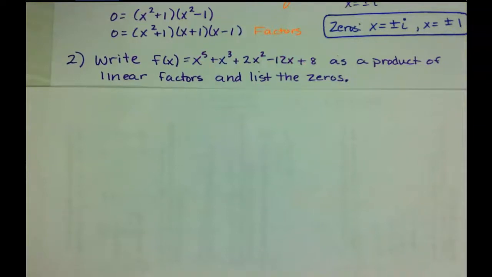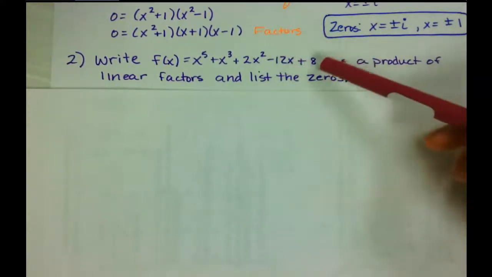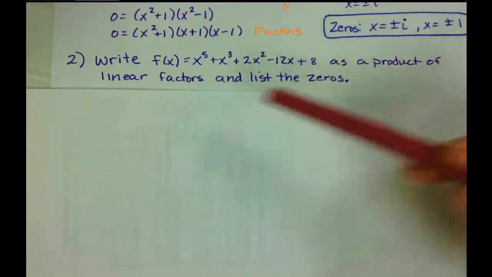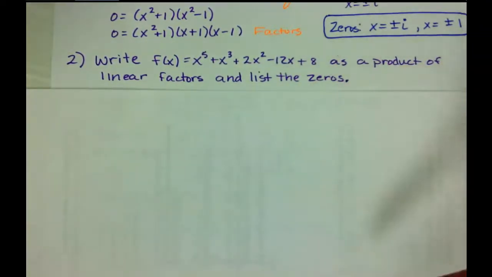Okay, so problem 2: write f of x equals x to the 5th plus x to the 3rd plus 2x squared minus 12x plus 8 as a product of linear factors and list the zeros. So linear factors, remember, those are like a line: x plus 2, x minus 2. And so when we get this and it's all in factors, then that should be the case.